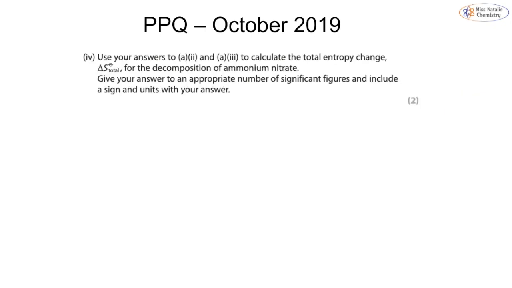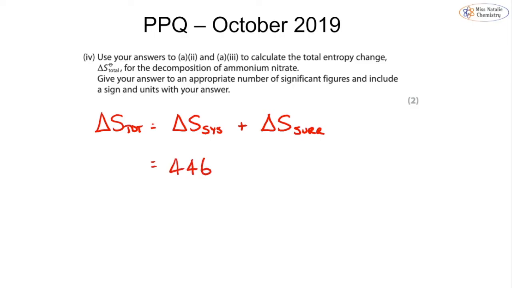And then to finish off, we want to use the 2 values that we've just calculated to work out our total entropy. So our total entropy is equal to the entropy of the system plus the entropy of the surroundings. And we said that that was 446 plus 83.14, which gives us a value of 529.14. And it says we want to use an appropriate number of significant figures, and of course a sign and units. So this is a positive value.